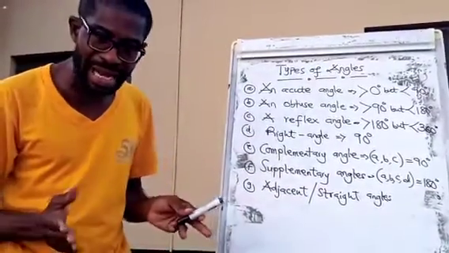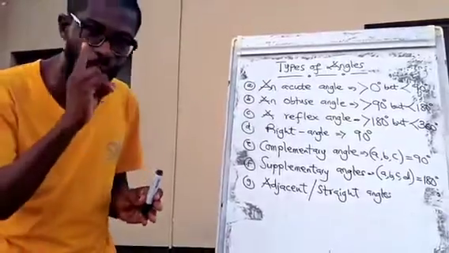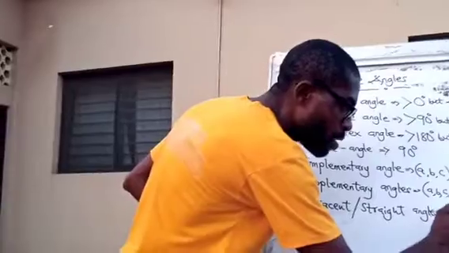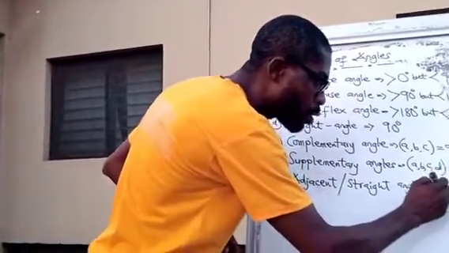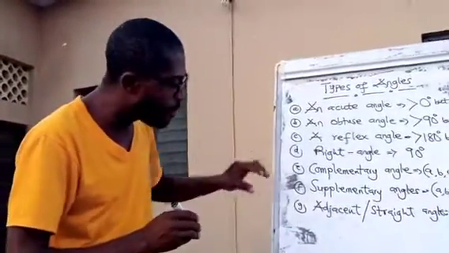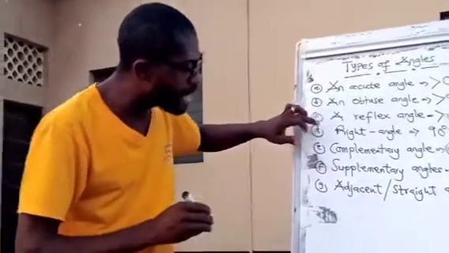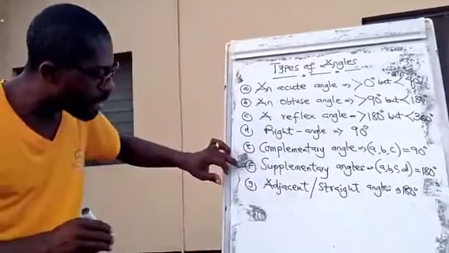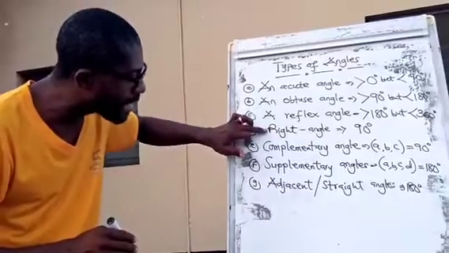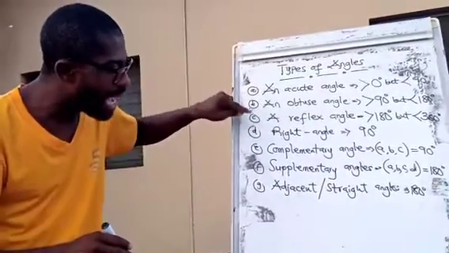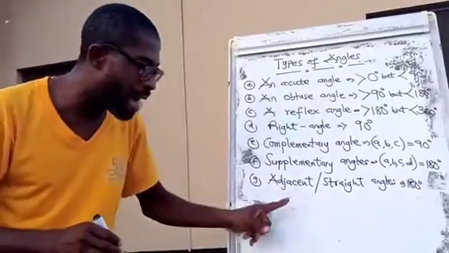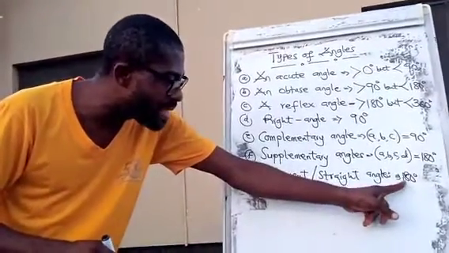With the adjacent angle or the straight angle, it is also a single angle adding up to 180 degrees. So we could see that there are a lot of differentiations here in terms of right angles, complementary angles, supplementary angles, and adjacent angles. But take note that a right angle is a single angle adding up to 90 degrees. An adjacent angle is a single angle adding up to 180 degrees.